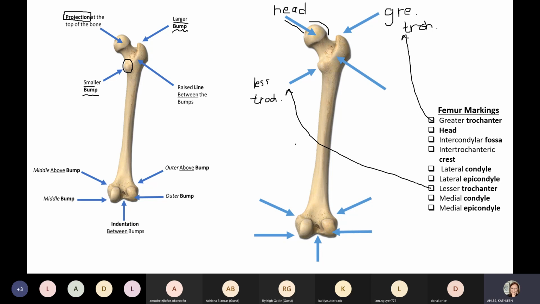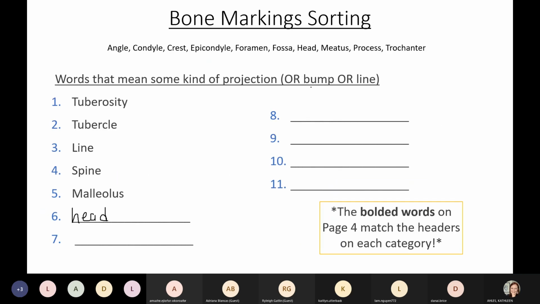Again, I don't care about where these particular things are. I care that the word lesser is going to mean it's small, but I mostly care about this word right here. Trochanter means a bump. So I go back to page 5. Here's that word bump. I'm making a list of all of the anatomy words that mean bump. And now a word I can add to my list is trochanter. That's another word that every time I see it is going to mean a bump. It's going to mean something that sticks out.